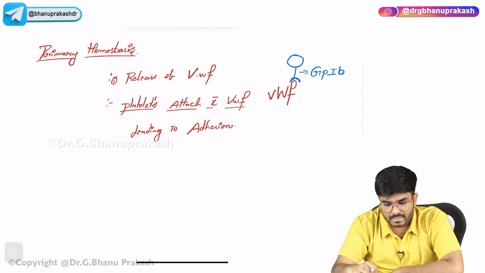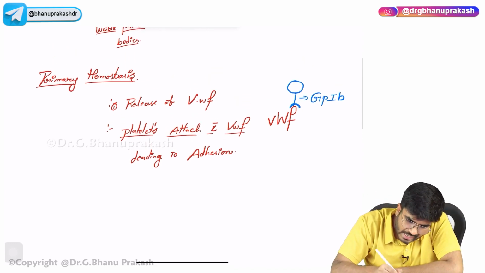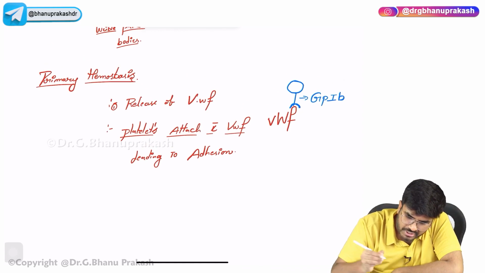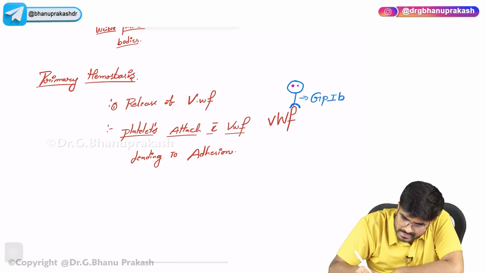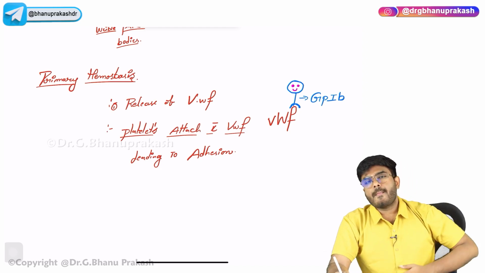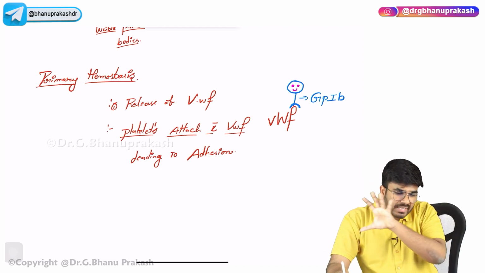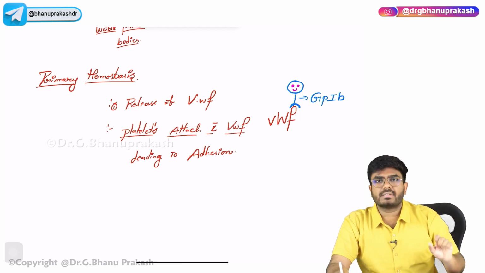Now after this, platelets are activated. See, now this adhesion is going to bring the shape change. Now it is going to make these platelets activated. Now these platelets are activated. Now platelets, they are just like a gang, sir.